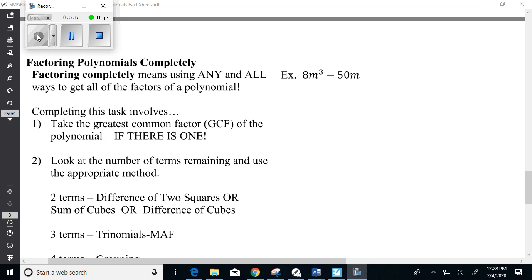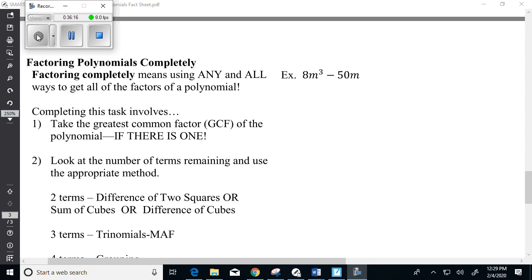All right, folks. So the last part in this factoring review focuses on factoring polynomials completely. This is pretty much the name of the game. Factoring completely means using any and all ways to get all of the factors of a polynomial. So that means you take it down all the way. Factoring does not mean find out what x is equal to. That's called solving. So there's a difference between factoring, just getting all the factors, and solving, finding out what x is equal to. We're just worrying about factoring.